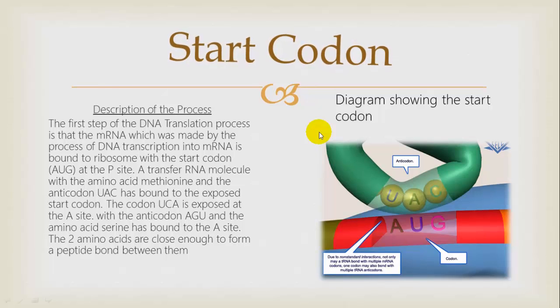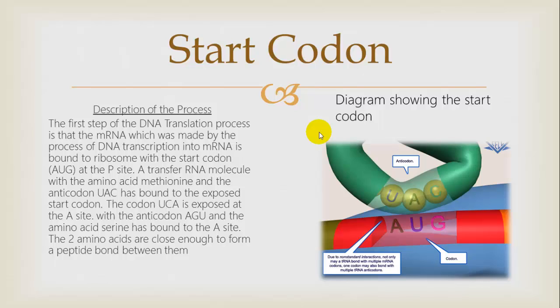In the process of translation, the first step is the start codon. The mRNA, which was made by the process of DNA transcription, is bound to a ribosome, the start codon AUG, at the P site. A transfer RNA molecule with the amino acid methionine and the anticodon UAC has bound to the exposed start codon. The codon UCA is exposed at the A site with the anticodon AGU, and the amino acid serine has bound to the exposed A site. The two amino acids are close enough to form a peptide bond between them.